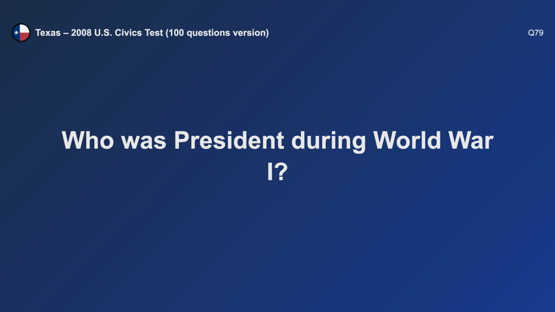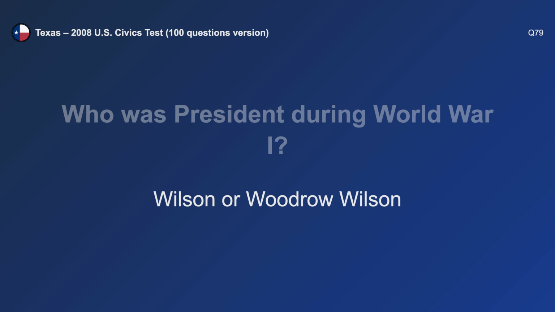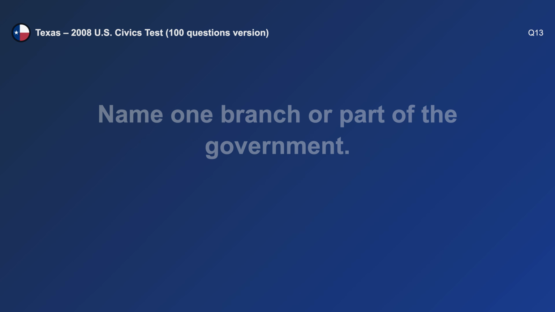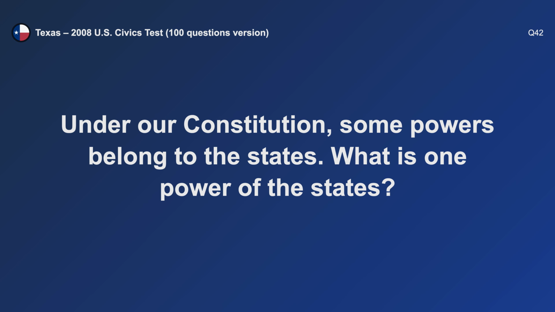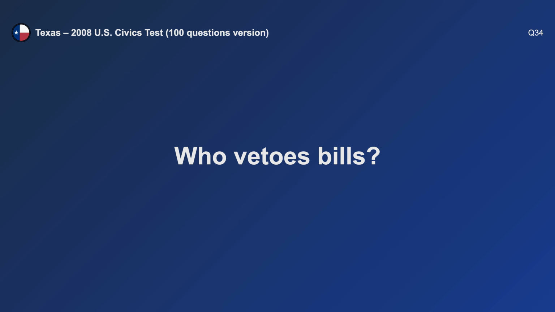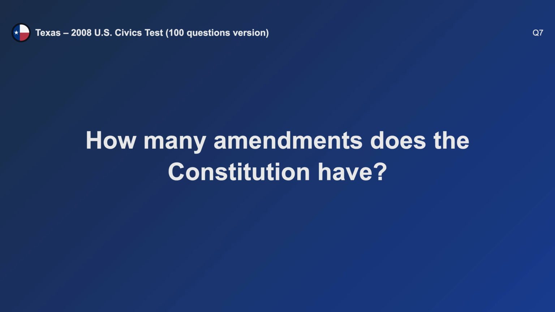Republican. Who was president during World War I? Woodrow Wilson. Name one branch or part of the government. Congress. Under our Constitution, some powers belong to the states. What is one power of the states? Give a driver's license. Who vetoes bills? The President. How many amendments does the Constitution have?